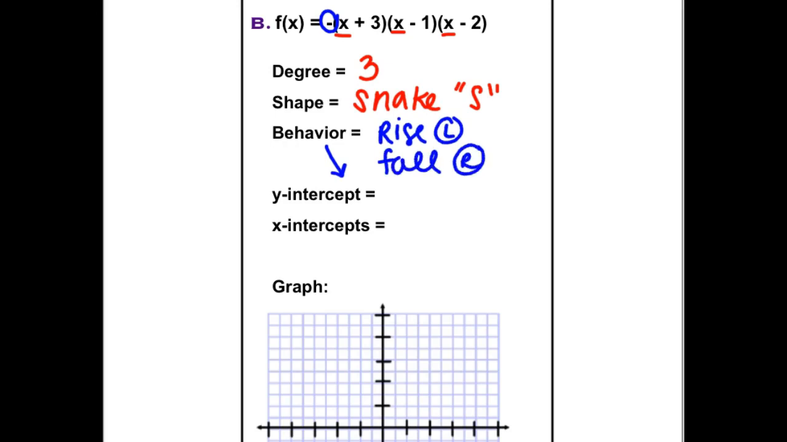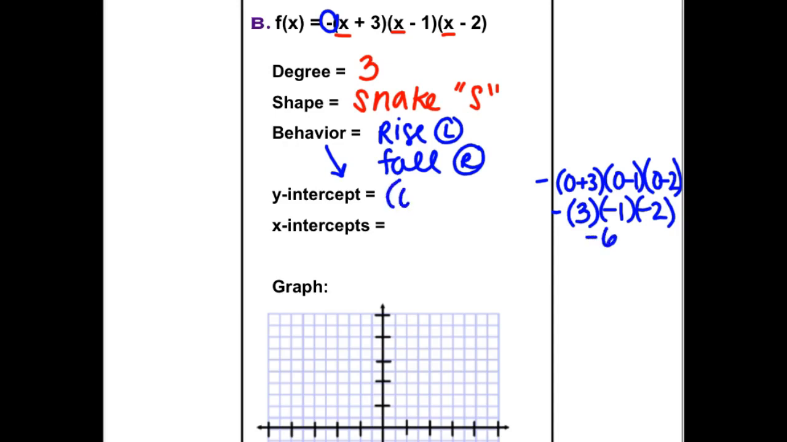And so now we look at the y-intercept. I know for the y-intercept, you're going, well, I have to FOIL it all out. You do not. What we'll do is put in zeros. So we get a negative, 0 plus 3, 0 minus 1, 0 minus 2. So we have a negative with 3, negative 1, negative 2. Negative 1 times negative 2 is 2. 2 times 3 is 6. And there's a negative, which makes it negative 6. So my y-intercept is (0, negative 6).